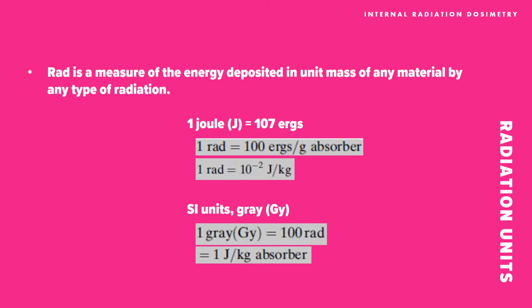The SI unit used for rad is gray or GY. How exactly do we get the gray? Basically, one rad equals 100 ergs per gram of absorber, and one rad can also equal 10 to the minus 2 joule per kilogram. And 1 joule is equal to 10 to the 7 ergs. So when we do the conversion here, we get that 1 gray is equal to 100 rad, and if you convert the unit, it is equal to 1 joule per kilogram of absorber. So remember that, put in your mind, for rad the SI unit being used is gray. The symbol is GY.